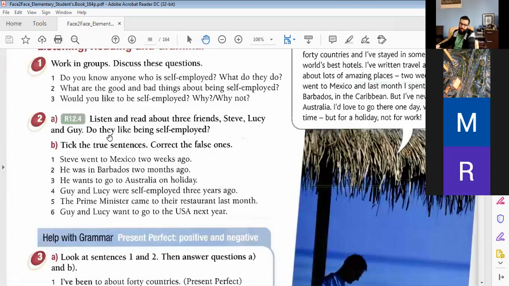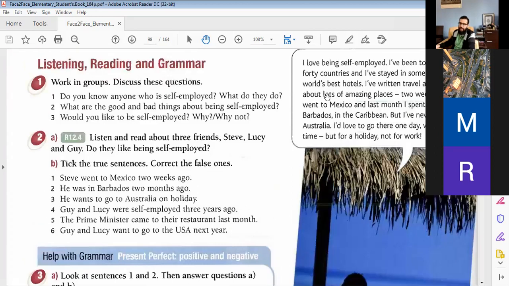Yes, they do. So this means Steve loves being self-employed. And also Lucy and Guy also love being self-employed.